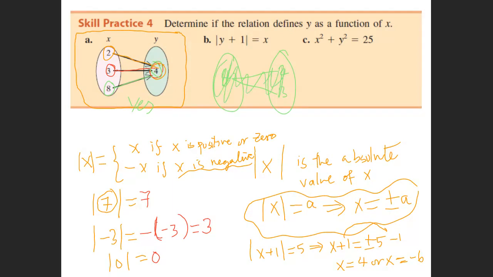Okay, what about B? Does this equation represent a function or not? Absolute value of y plus 1 equals x. Does this equation define a function or not?